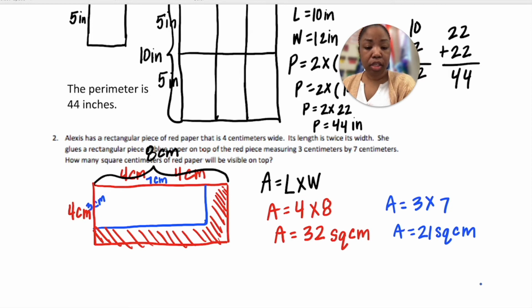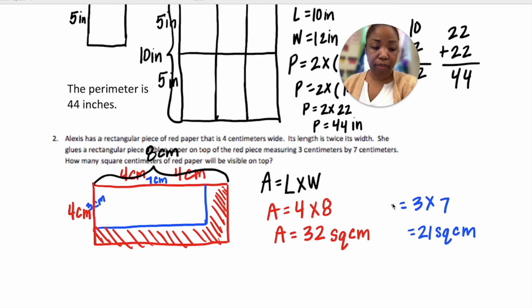So if I want to know the area, and let's make this a little a, if I want to know the area of the part that I don't know, then I would subtract the red area minus the blue area. And then that would give me X, right? This is the part that I don't know, the part that's still visible.